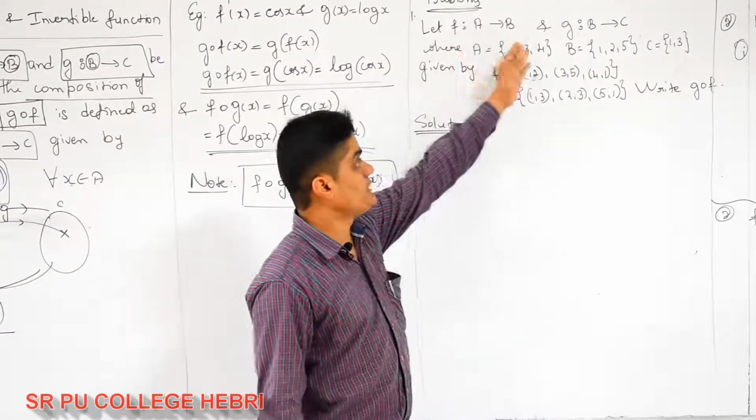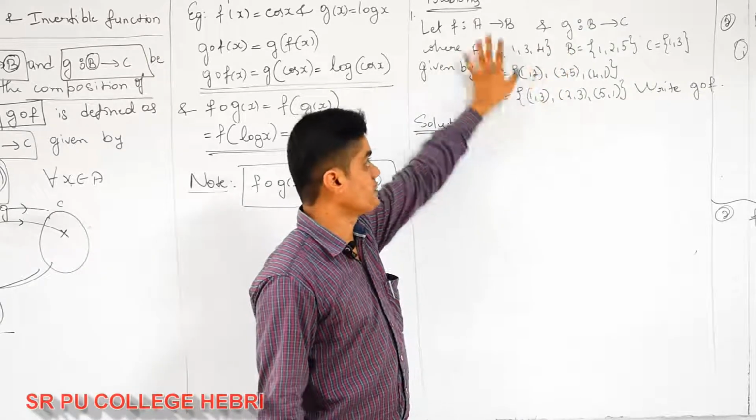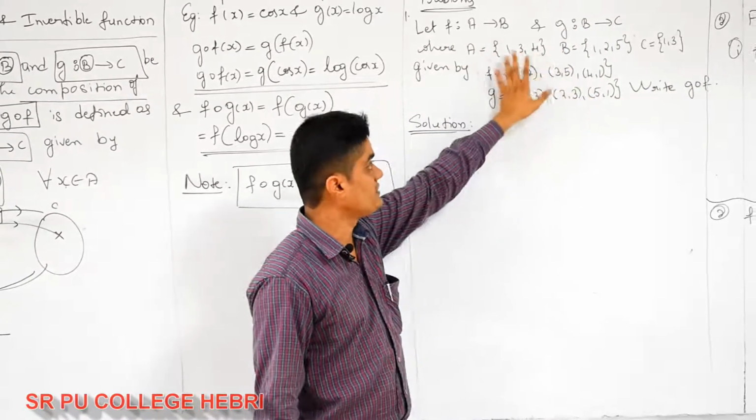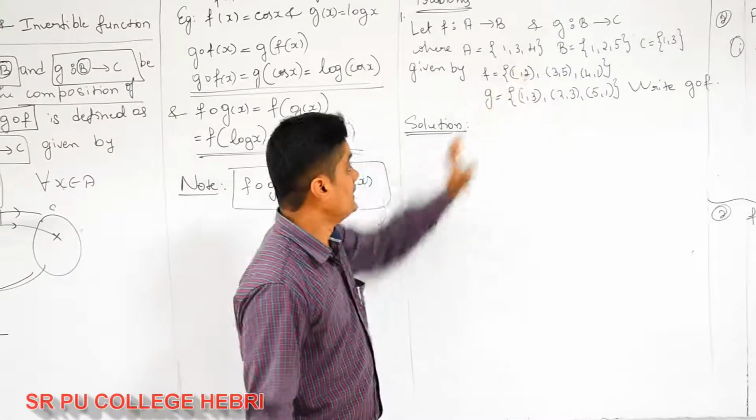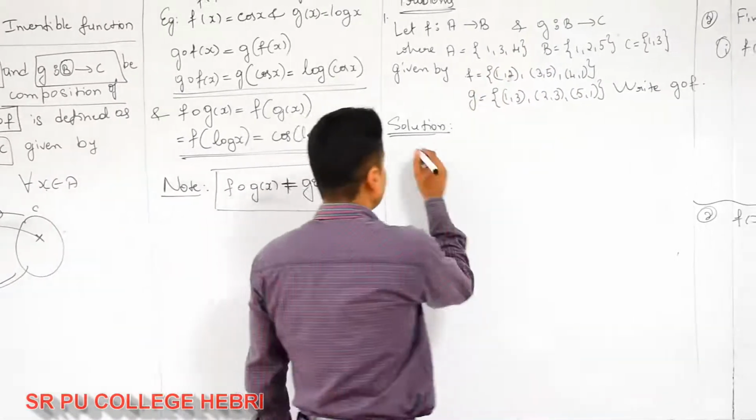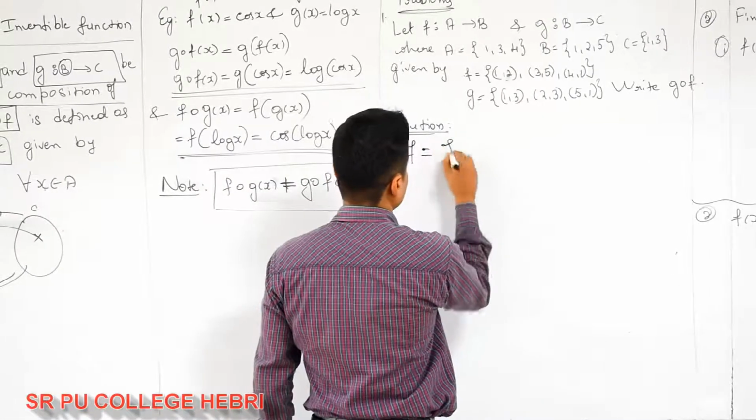Let f from A to B and g from B to C be two different functions, with the domain and codomain. Everything is given. A is equal to {1, 3, 4}, B is equal to {1, 2, 5}, C is equal to {1, 3}. Now, in one special idea, see, function is defined as 1, 2.